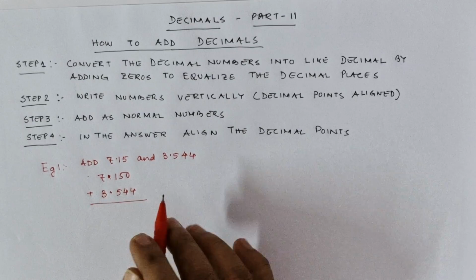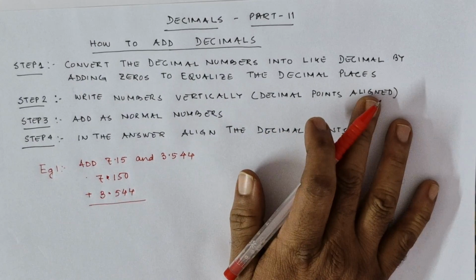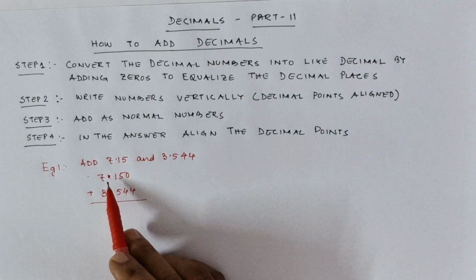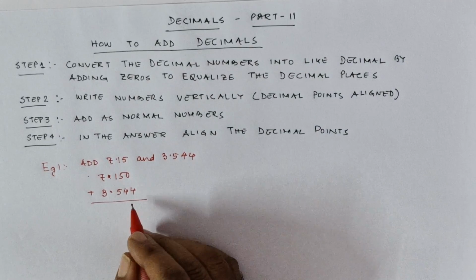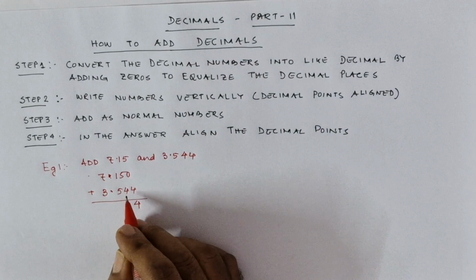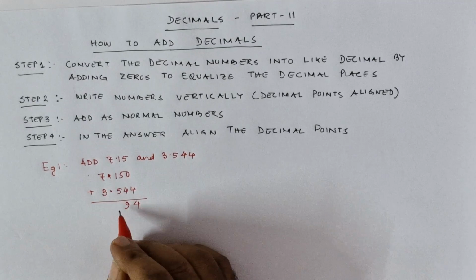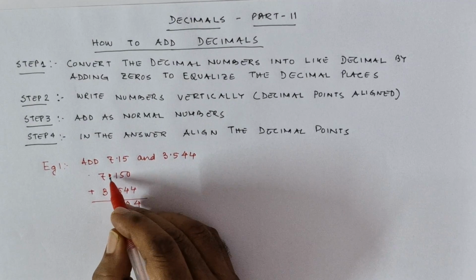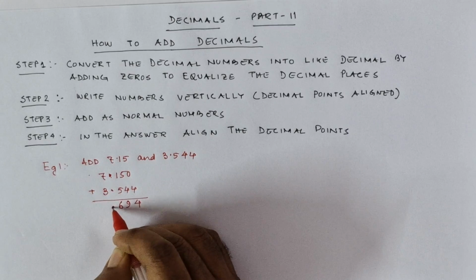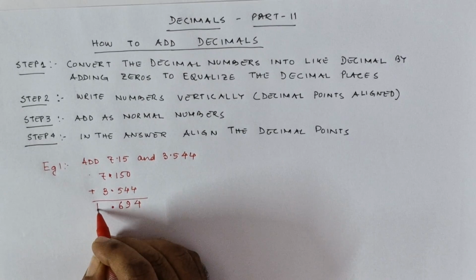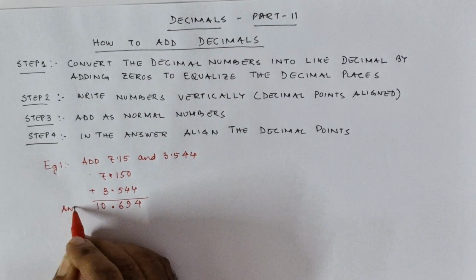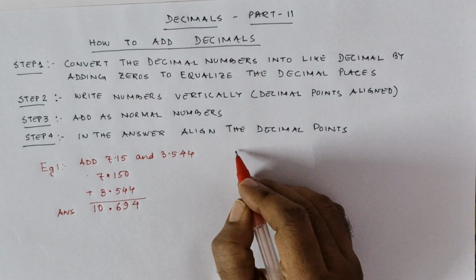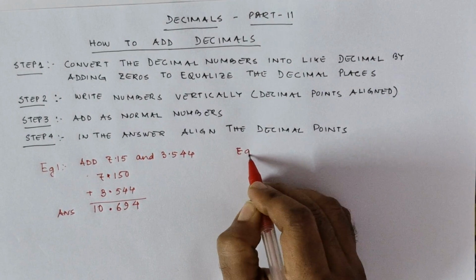Now you can add after you have converted into like decimals. You have arranged the numbers vertically, keeping the decimal points aligned, add as normal. So 4 plus 5 is 9, 5 plus 1 is 6. Now in the answer align the decimal point. So decimal point here. Now 7 plus 3 is 10. So the answer will be 10.694.